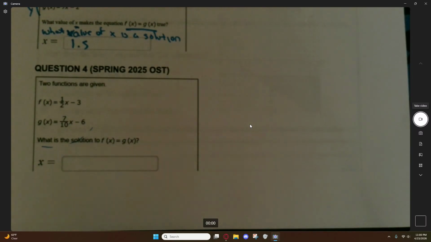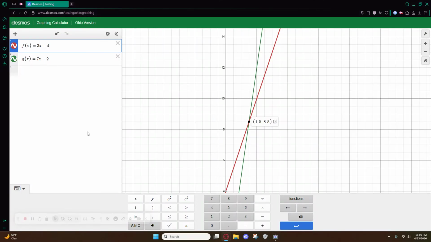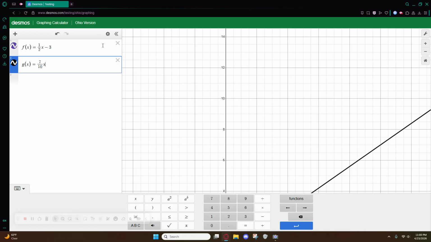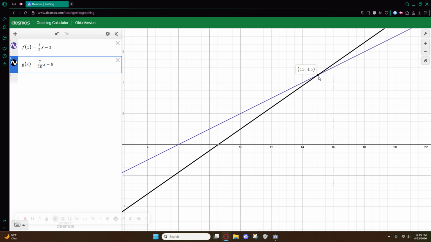You're not going to believe it, the next question, same thing. F of x equals 1/2 x minus 3, g of x equals 7/10 x minus 6. What is the solution? Type it in. F of x equals 1/2 x minus 3. G of x equals 7/10 x minus 6. Where do they cross? 15, 4.5. Your x is 15. Done.